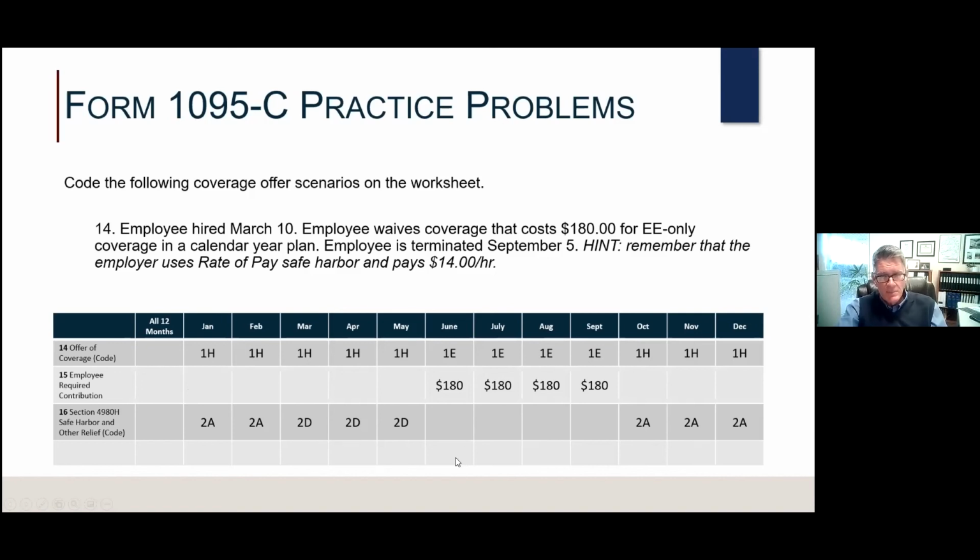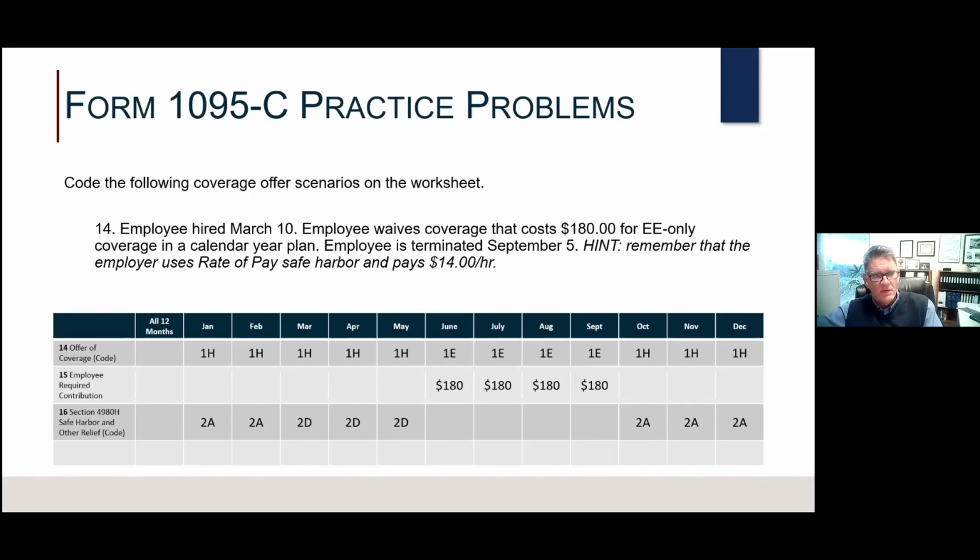But I want to talk about these empty boxes for the month of June, July, August, and September, why those boxes are empty and why they have to be empty. So remember that you must make an affordable offer of coverage. And in this situation, $180 is not affordable. It exceeds the rate of pay safe harbor for this employee because when you calculate $14 per hour times 130 times 9.83%, you get $178.91. 180 is more than that.